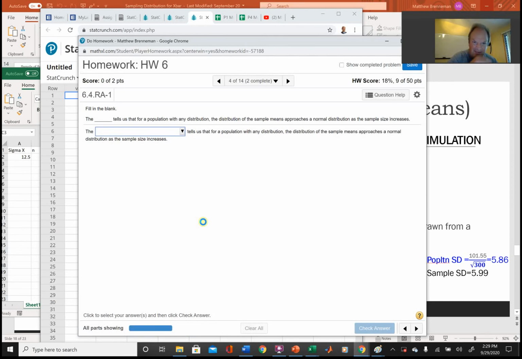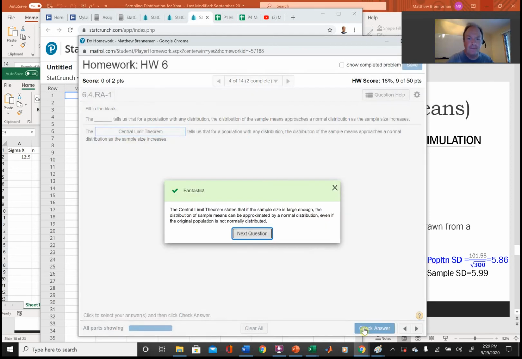So let's see. The blank tells us that for a population of any distribution, the distribution of sample means approaches a normal distribution as the sample size increases, and that's the central limit theorem. It says that as the sample size gets larger and larger, the population of sample means approaches a normal distribution. Okay, good.